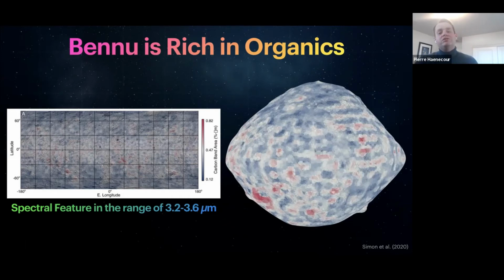So those initial images basically provided us really exciting information that Bennu is actually water and organic rich, which is what we expected, but it confirmed that it would be a perfect asteroid to actually study the origin of organics.